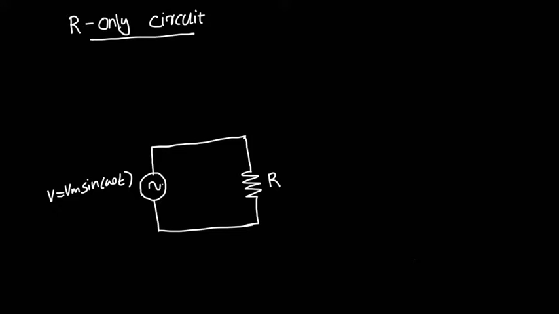A resistor only circuit is connected to a voltage source of V equal to Vm sin omega t. A resistor of value R is connected to an AC voltage source. This is an AC voltage and this is a resistor. What we need to find is the current through the circuit. We know that voltage V is equal to Vm sin omega t, and we need to find the current.